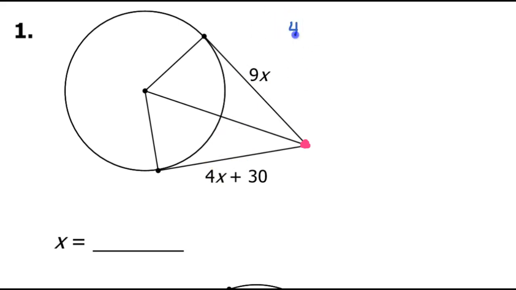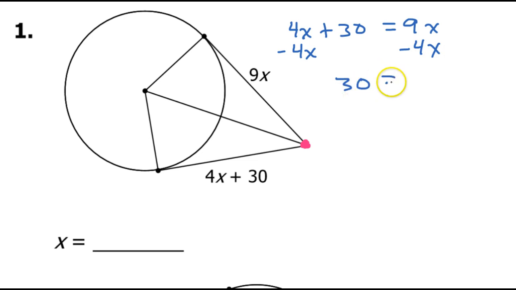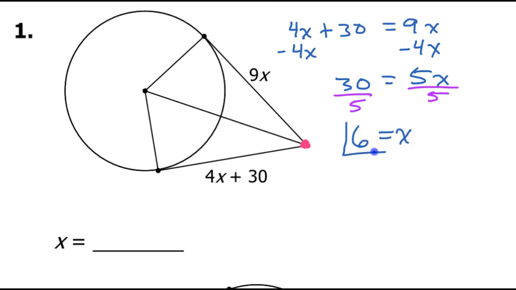So that means that 4x plus 30 must equal 9x. I'm going to subtract 4x from both sides, and that's going to give me 30 is equal to 5x. Then I need to divide both sides by 5, and I get 6 is equal to x.